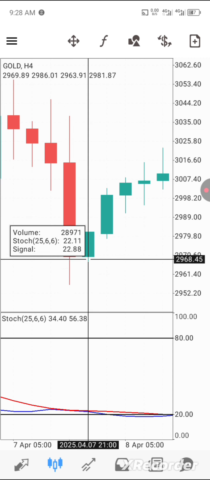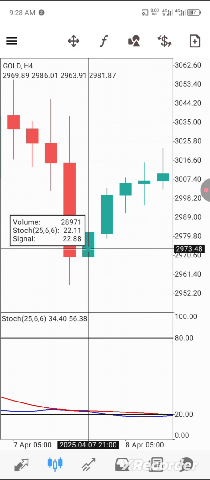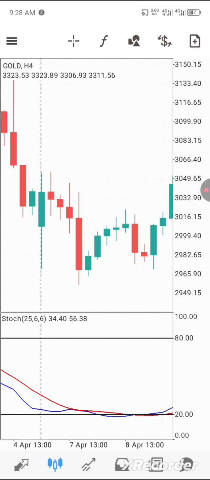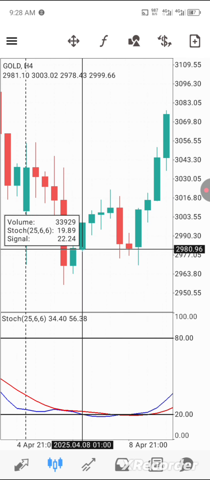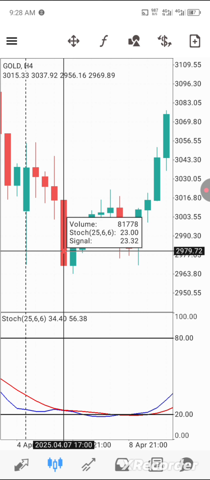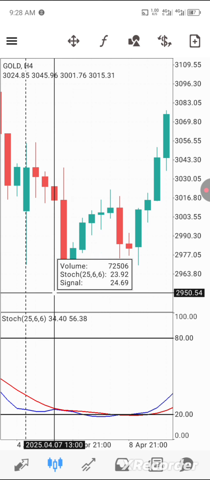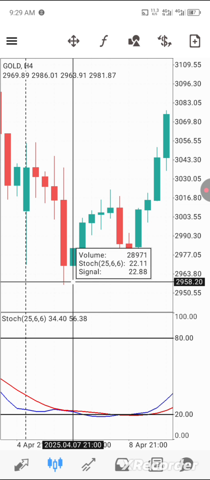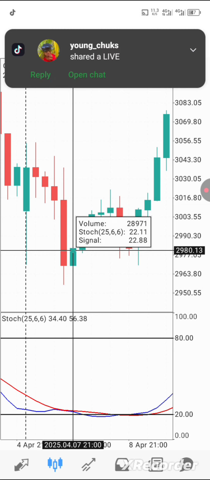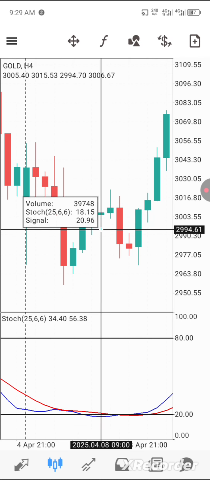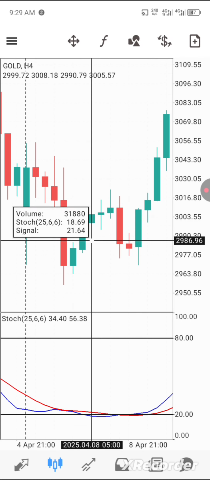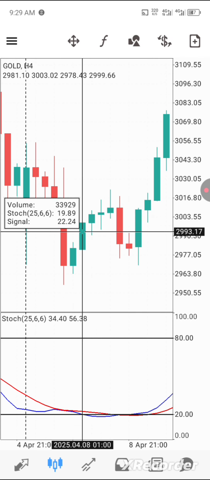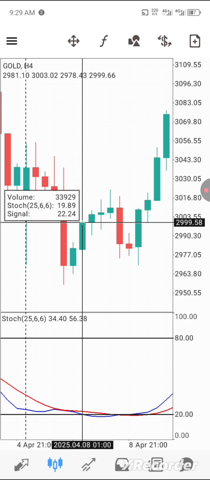So if I were you, I see these two candles, and I come down here and I see the line is already touching the 20. I can go for a buy. I can go for a buy from here, from this third candle.